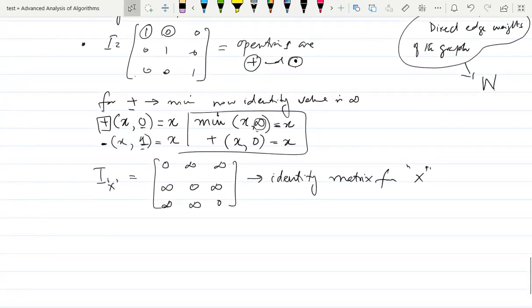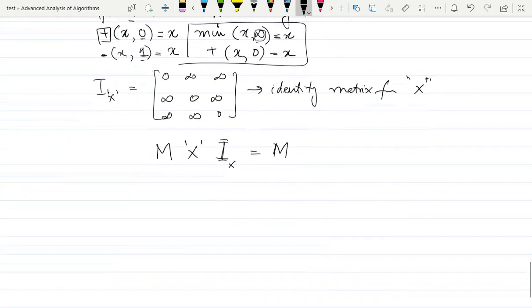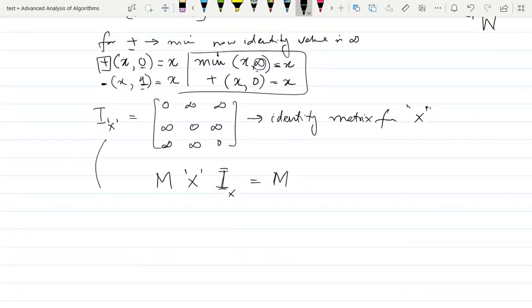So that means whenever I perform some matrix, let's call it M, with this new multiplication with this Ix, this will return M. Okay, so this is the definition of an identity matrix. If you look closely, this actually represents a familiar thing.